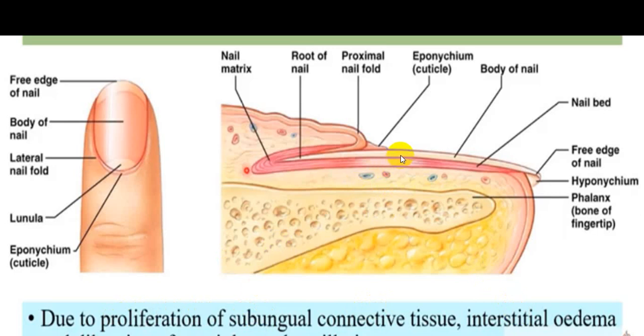So this nail will become convex, and this angle, which is normally less than 160 degrees, will now become obtuse. So that angle gets obliterated. The word utilized is obliterated, and it is called Lovibond's angle. And when that becomes more than 180, it is called Lovibond's sign.